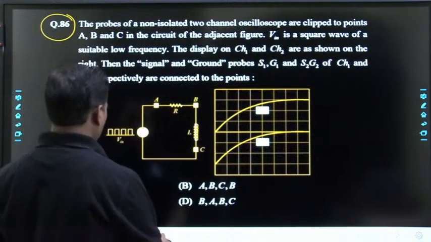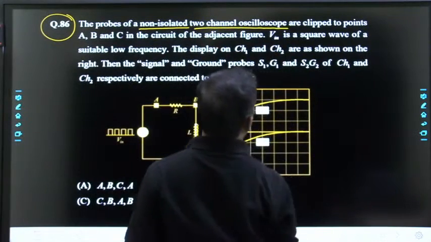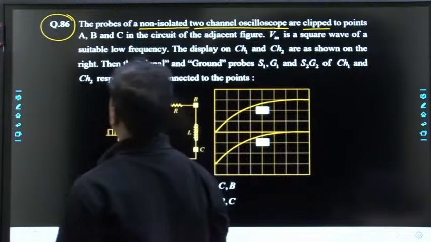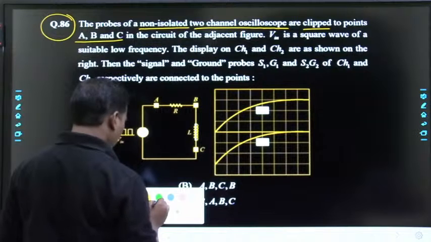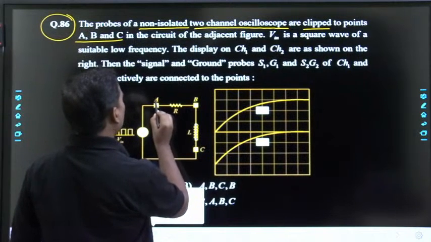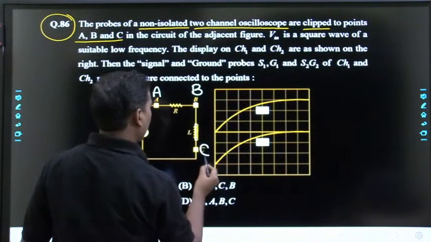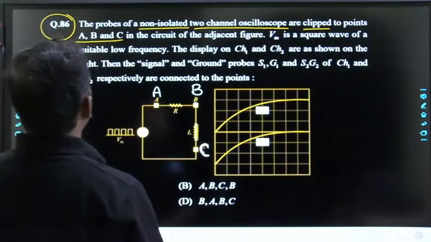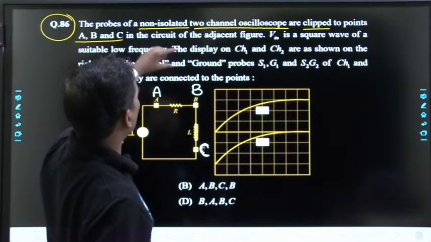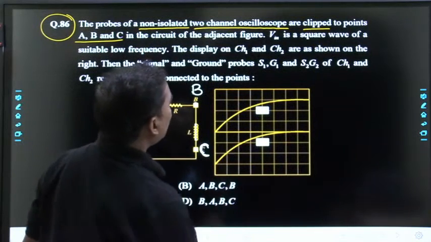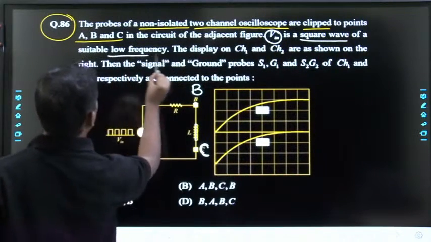The probes of a non-isolated 2-channel oscilloscope are clipped to points A, B and C in the circuit. So this is point A, this is point B, this is point C. V in is a square wave of a suitable low frequency.